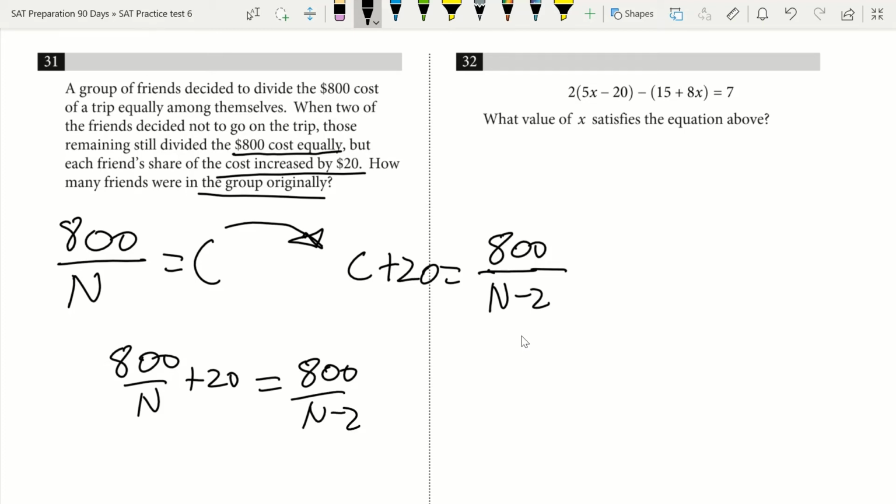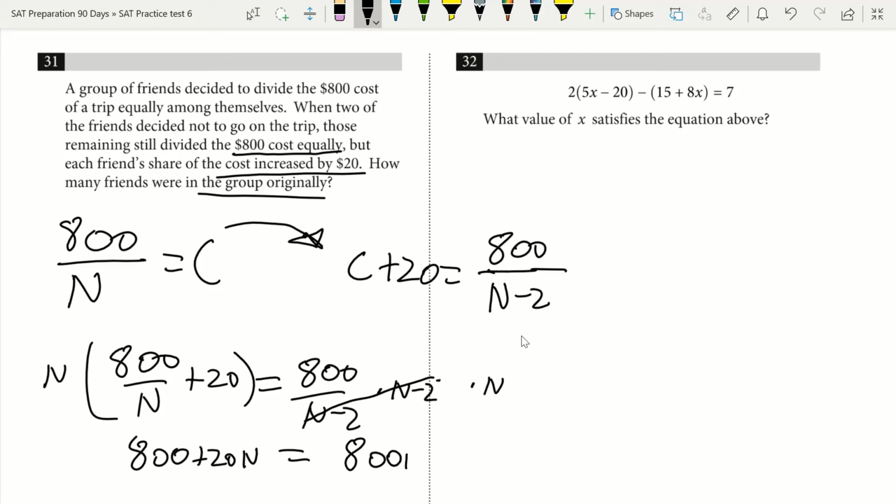At this point, we've got to get all of our N's out of the denominator, so we multiply each side by N minus 2 and also by N. Multiplying by N here, that's going to cancel with that 800, so we'll just have an 800 there, and then we'll have plus 20N. We've got to multiply our other side by N as well. Our N minus 2 here is going to cancel, so we're going to have 800N on this side. And then we have to multiply by N minus 2 over here as well.